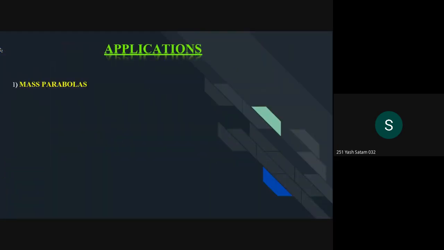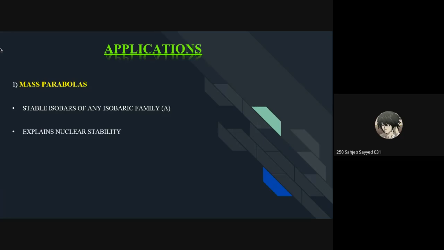So applications. Let's see the application. For the first method, that is the mass parabola, one of the applications that we just saw was to find the stable isobar for any isobaric family. So we get the stable isobar, and the second application is that it also explains the stability of the nucleus, why that given nuclide is a stable one.